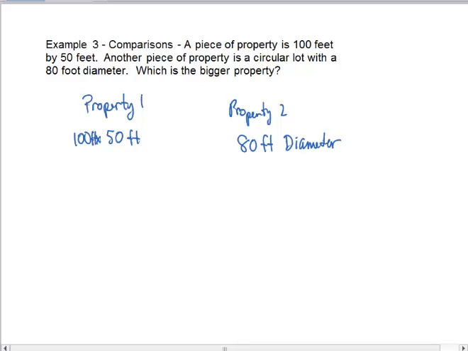So which property is the bigger property? Now in this case, we don't have a data table, but we're going to use algebra, or an equation, to do this. So set up the equation and compare the properties to see which one has the bigger area.